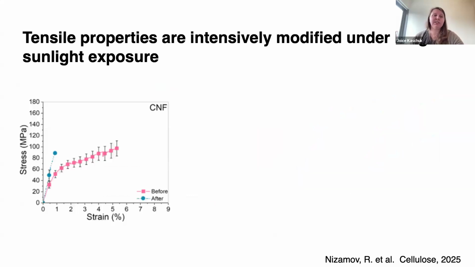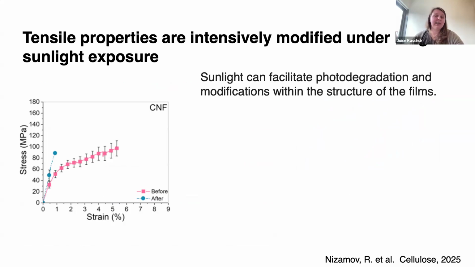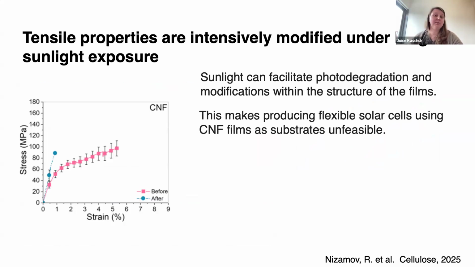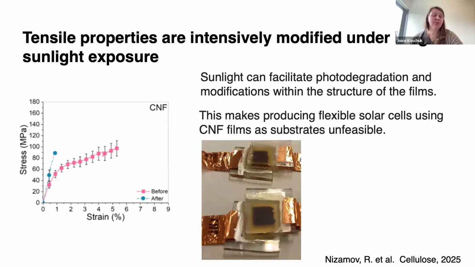Unfortunately, we cannot use these materials as a substrate in themselves because during photodegradation of the system, the mechanical properties of these materials decrease very fast. This generates changes in the structure and makes them very weak. For that reason, you cannot use this as a substrate by itself. But again, we can use this as a filter on top of the solar cell, and then we can increase the lifetime of the solar cell.